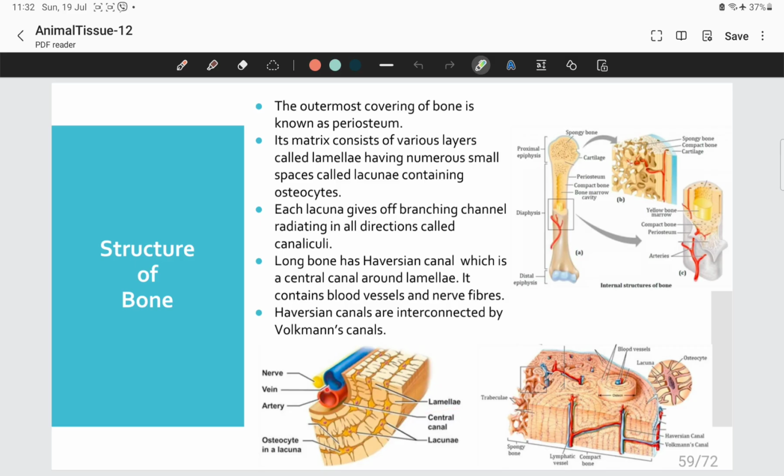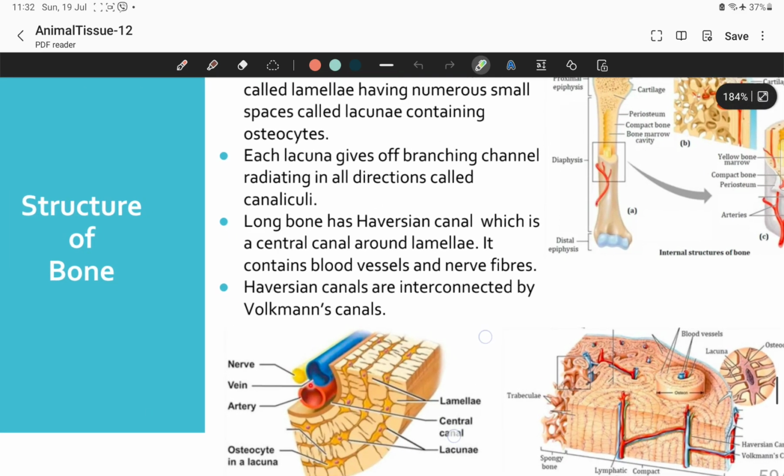and they have numerous small spaces in between, and that space is called lacuna. Each lacuna contains only one cell, that could be an osteoblast or osteocyte. And when you look at the figure, each lacuna gives off many branches radiating in all directions, and those branches are known as canaliculi, which are filled with liquid.